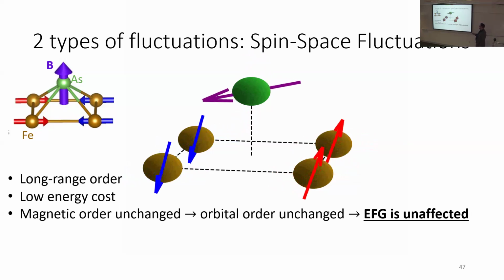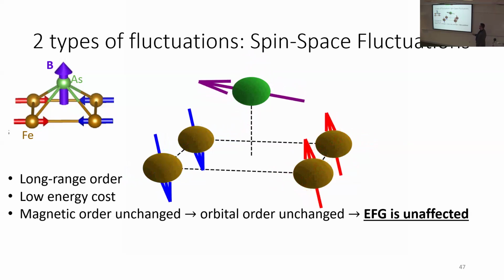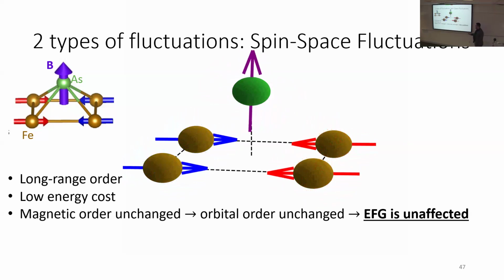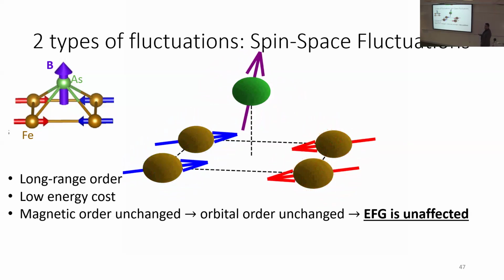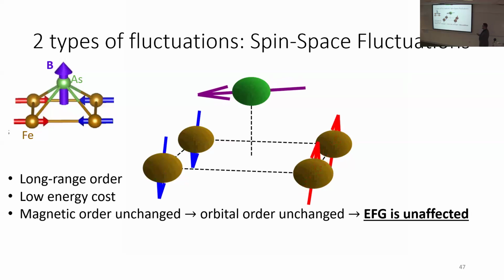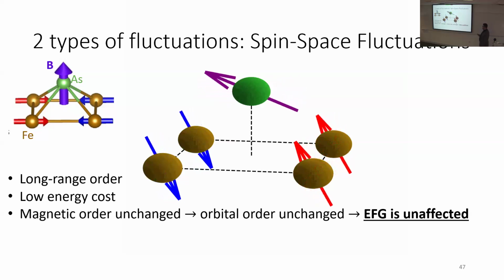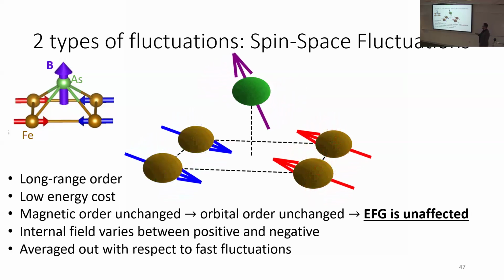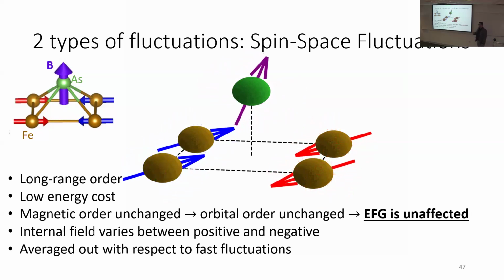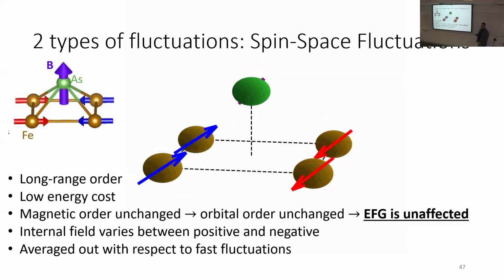What I mean by that is, you can see that the system is ferromagnetic along this axis, but it remains antiferromagnetic along this axis. Now, because the magnetic order itself is not changing, the orbital order is not changing because they're tied to each other. And when that orbital order does not change, the electric field in the system is not changing, and therefore the EFG is unaffected. This is a very critical result of this that we should keep in mind later from the talk. And you can also see that the internal field varies between positive and negative. It can point in any random direction. And so if you have sufficiently fast fluctuations, and these fluctuations are in fact fast, they average out very, very easily.